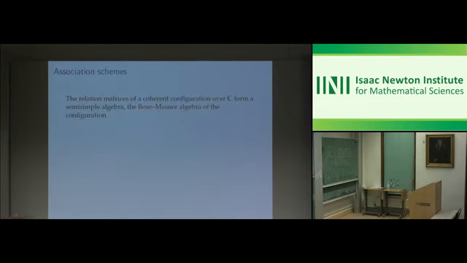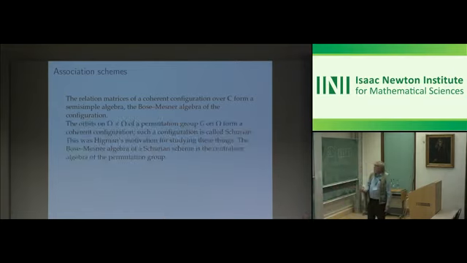So the relation matrices over C span a semi-simple algebra, the Bose-Mesner algebra. Now, if you take a permutation group, then you can look at its orbits on omega cross omega. They're relations, and it's easy to check that they satisfy all those conditions. And indeed, the Bose-Mesner algebra is precisely the centralizer algebra of the permutation group, the matrices that commute with all the permutations. And these are sometimes now called Schurian.